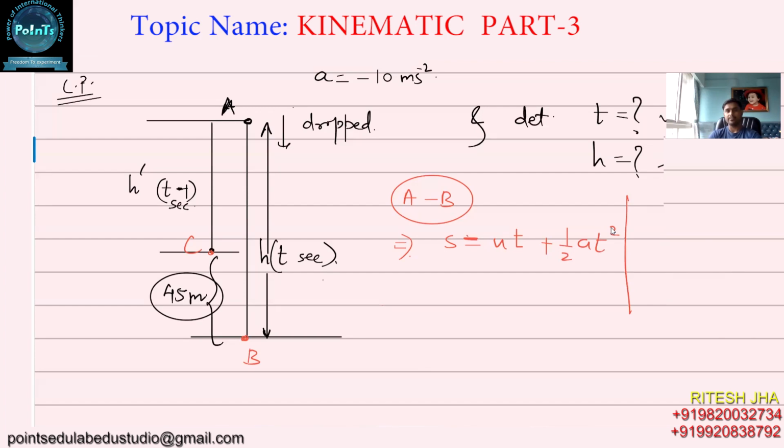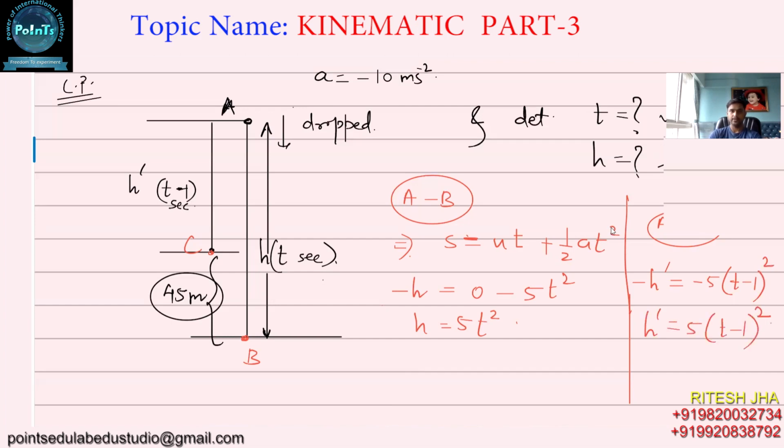See, s equals ut plus half at squared. If I'm going from A to B, s will be minus h equals 0 minus 5t squared. So you can say h equals 5t squared. Similarly, I can apply the same thing for A to C. So that is minus h dash equals minus 5 into t minus 1 the whole squared. So you can say h dash equals 5 into t minus 1 the whole squared. You have h and you have h dash, and h minus h dash equals 45. And that is equal to 5t squared minus 5 into t minus 1 the whole squared, which is equal to 45. When you solve this equation.